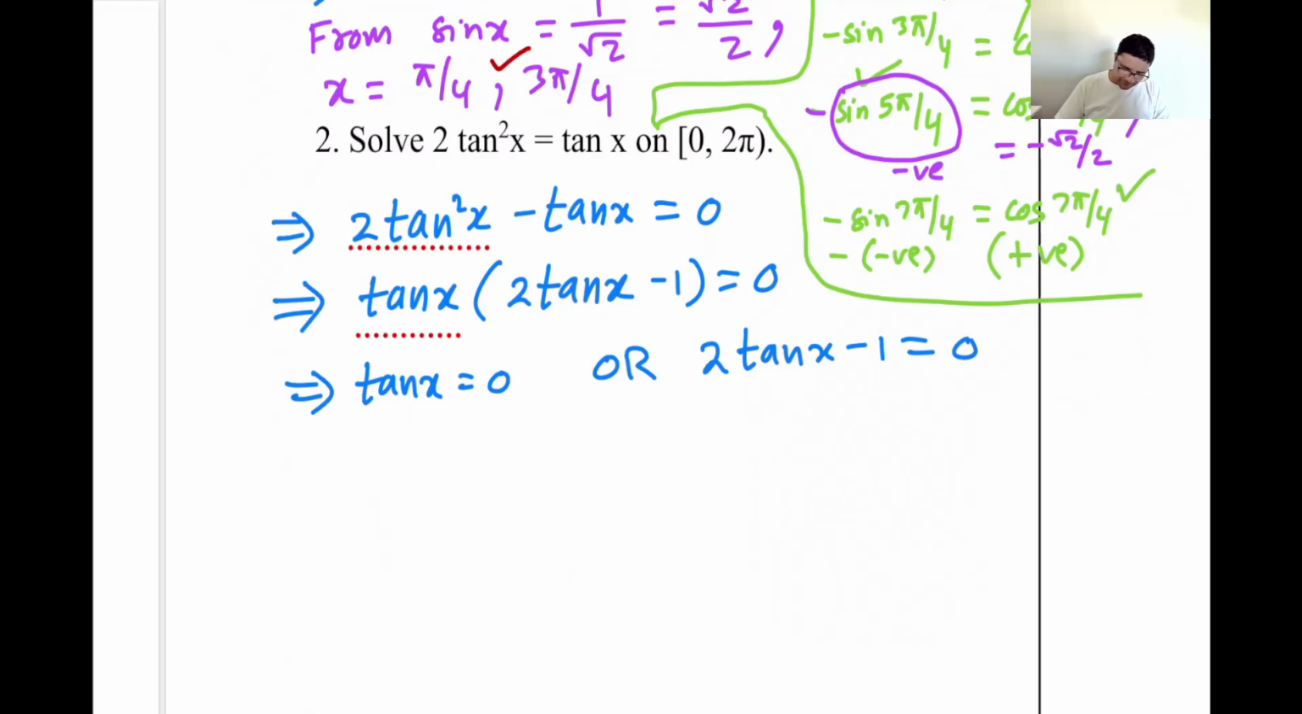Okay. If tan x is 0, then x can be 0 or pi, right? Tan x is what? Sin x over cos x. That means sin x has to be 0, and that is at 0 and pi.